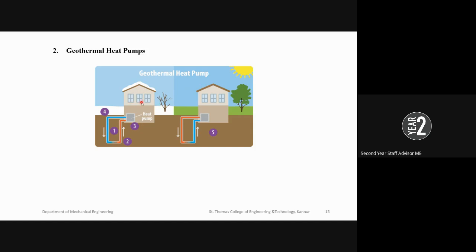Okay, in winter, in the warm countries there is no need for building heat. But in the Western countries, all the cold countries, we have to use some heat pump in order to give temperature inside that particular building. So here the water or the refrigerant will be moving through a loop of pipe.